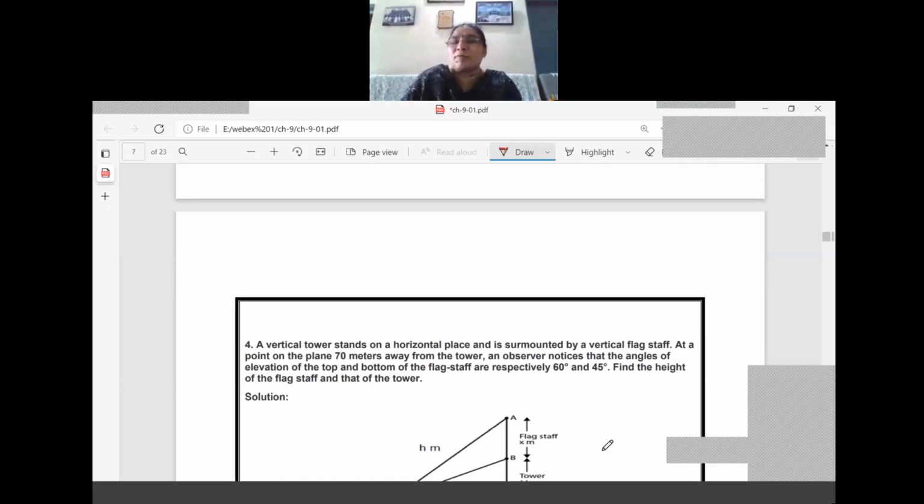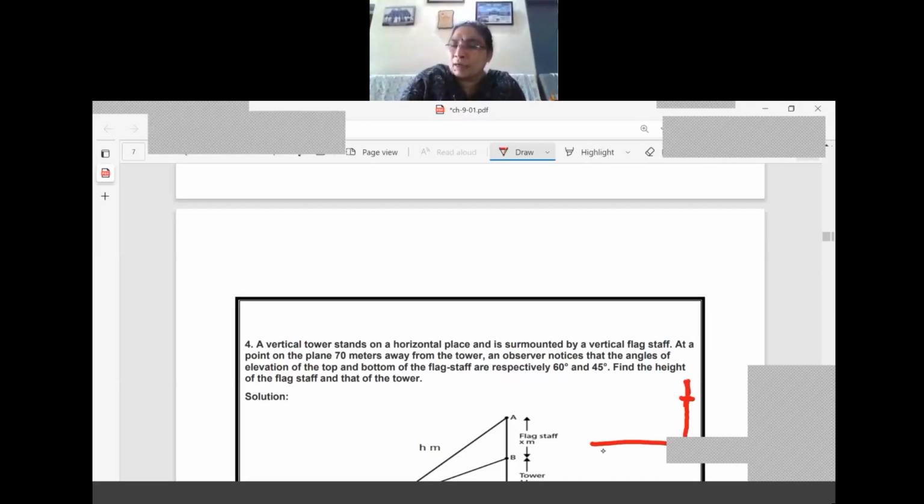What we should do, roughly we should draw one diagram. Now it is the beginning stage. You should draw roughly only. A tower stands on a horizontal plane. So one horizontal plane is there, and a vertical tower is there, right? Now it is surmounted by a vertical flagstaff. You know that on our school building only, on top of the roof we keep a flag, a vertical flag. Like that, here we are keeping a diagram like this.